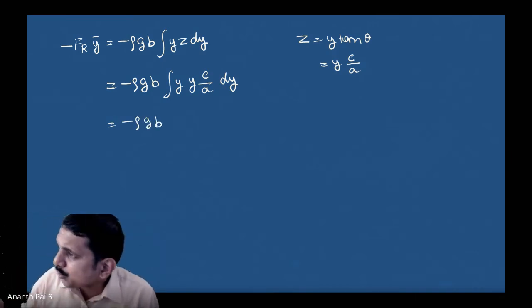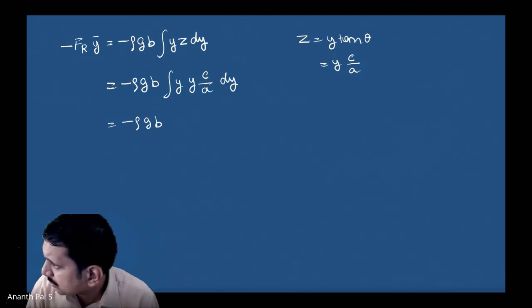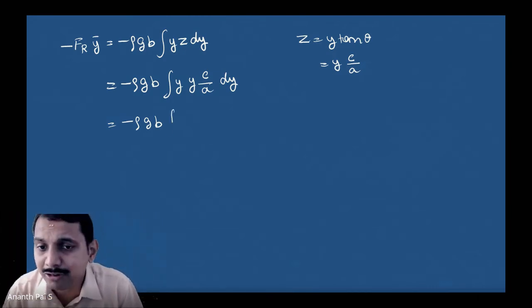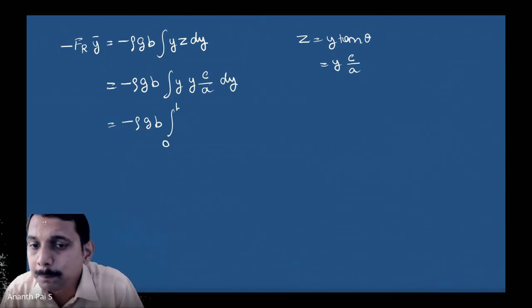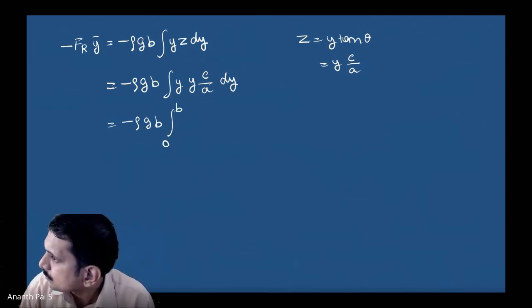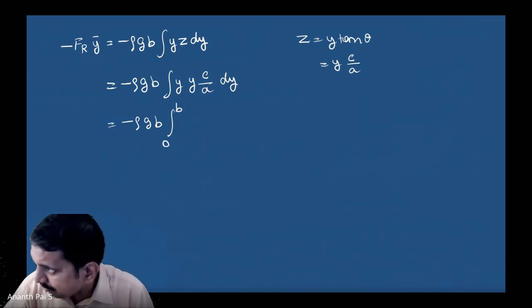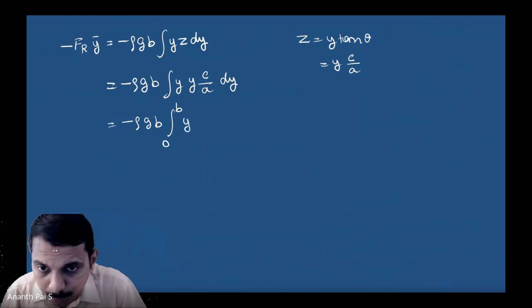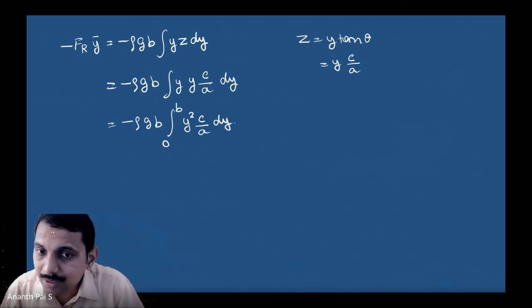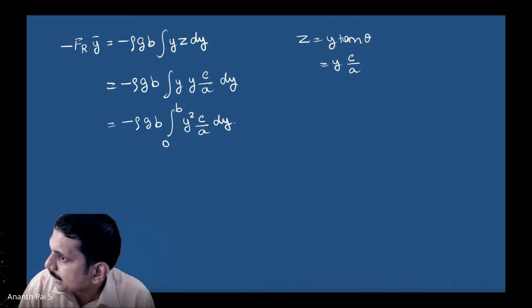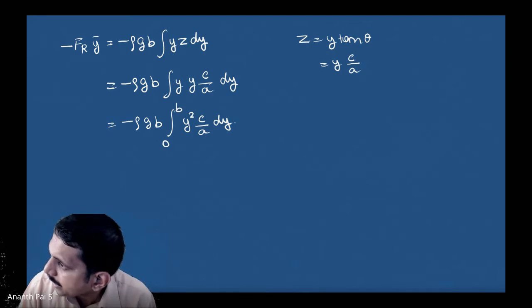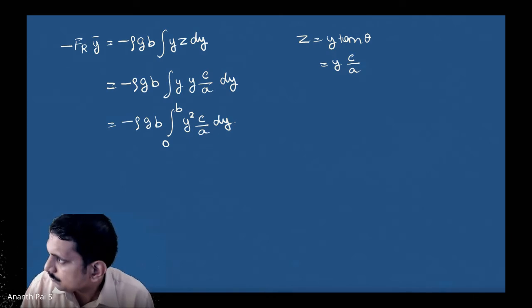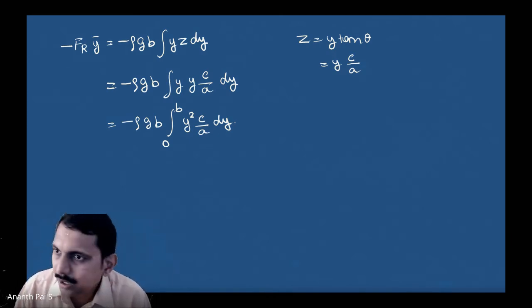Now we have got y, so we have to have the limits in terms of y, is it not? What are the limits in terms of y? It is from 0 to b. See the figure again, you will understand. 0 to b, y square into c by a dy. Make sense? Correct? Agreed? I've not done any mistakes here, I suppose. Correct? Okay, review.